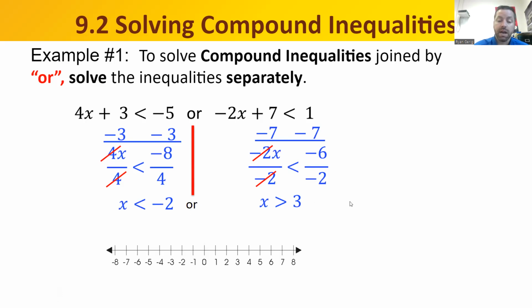Now on a graph, which we kind of worked on yesterday, x is less than -2 is an open circle at -2, and we shade to the left. Then you look at the second one, x is greater than 3, that's an open circle at 3, and we shade to the right. And that is my graph for this situation.